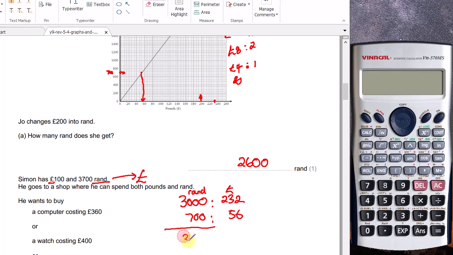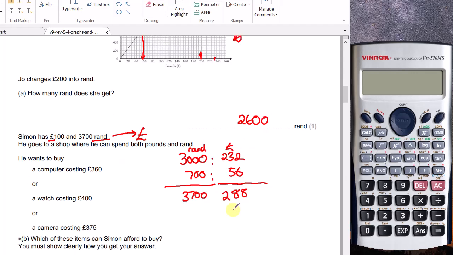So total 3,700. Remember my trick with ratios. When you've got a ratio, you must use multiplication to create new lines, which is effectively what we've done using the proportional graph. But once you've got those, you can comfortably add columns together. So we've got £288.